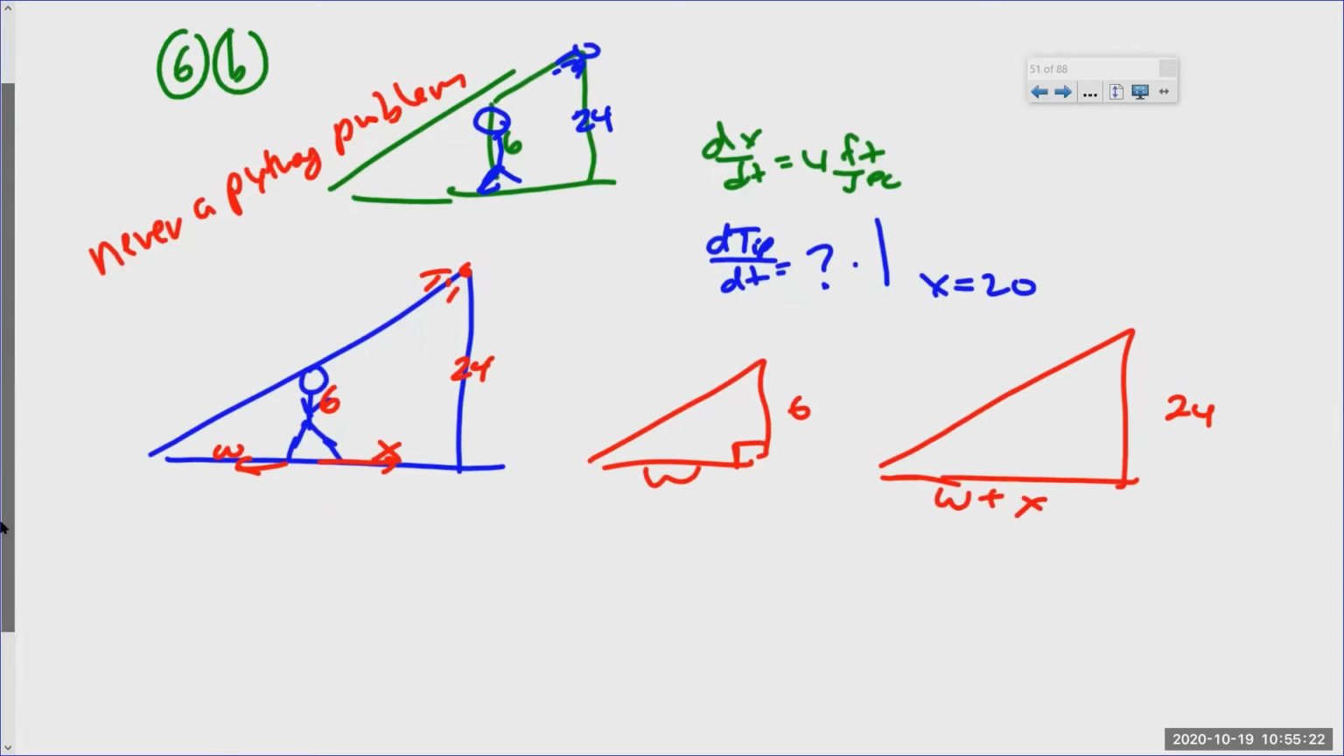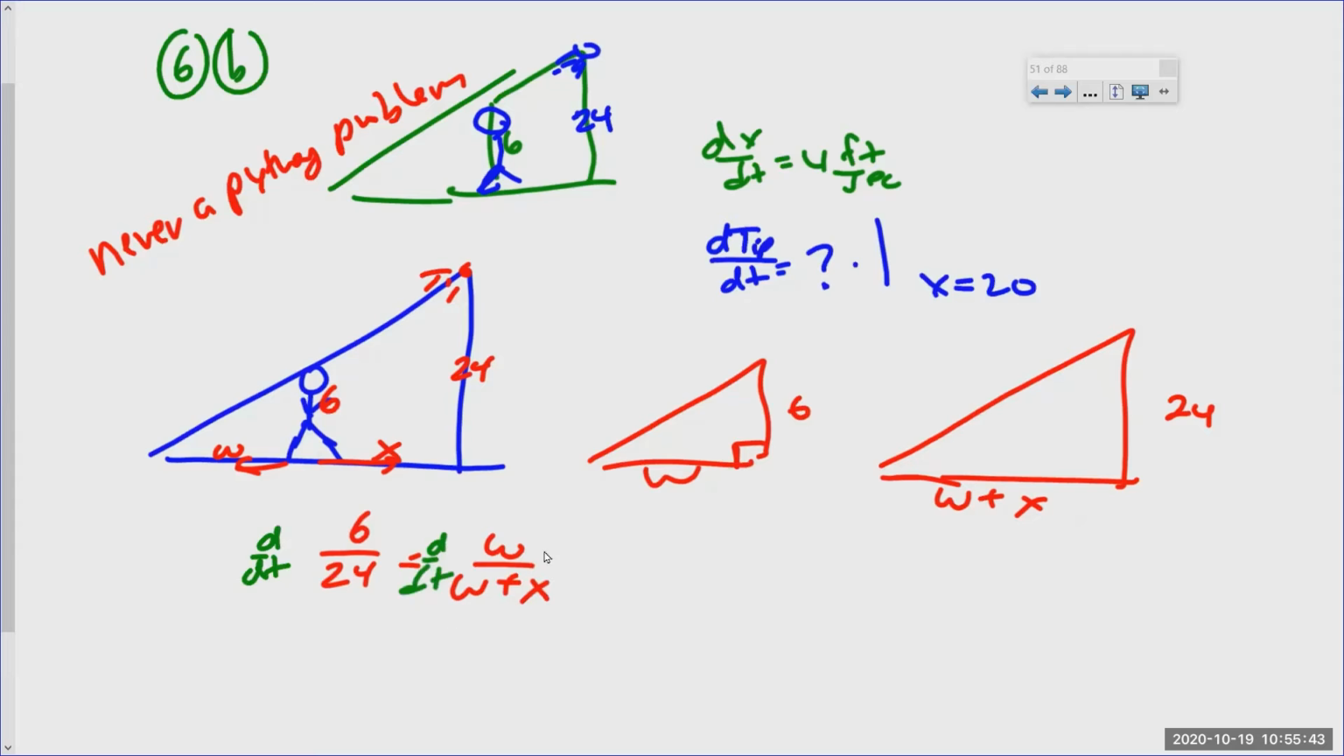So there are lots of ways you can write this. I just go 6 is to 24 as W is to W plus X. But there are lots of ways you can write this, and what I get is one fraction on the left, one fraction on the right, and an equal sign in the middle. Students get stuck right here because what we need to do is take the dt of both sides.